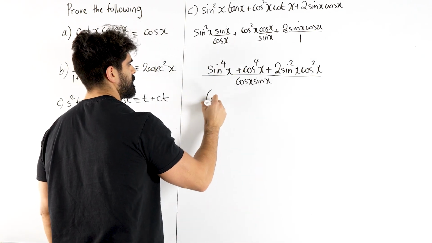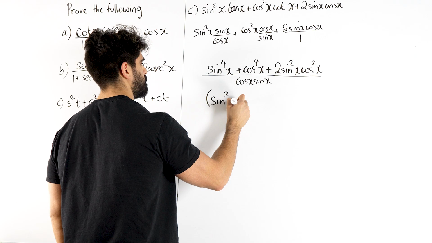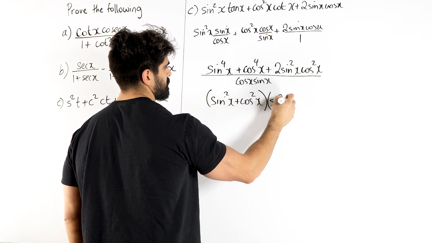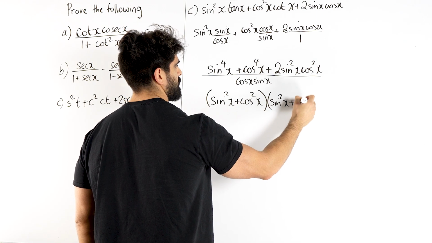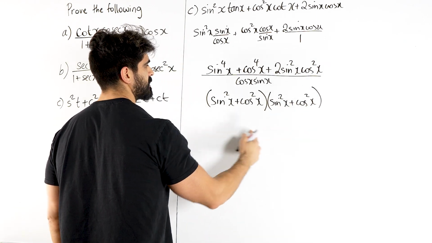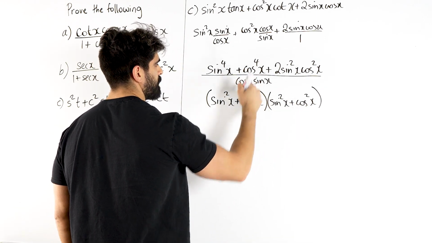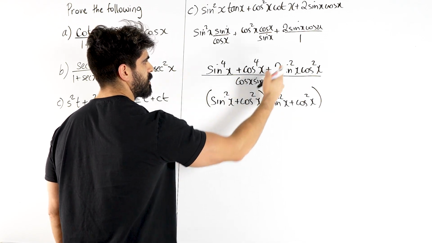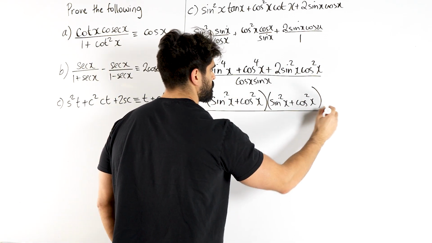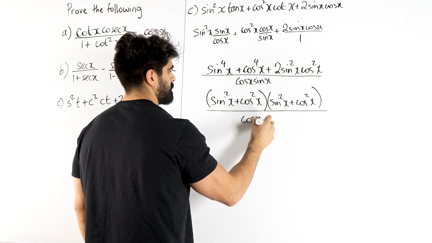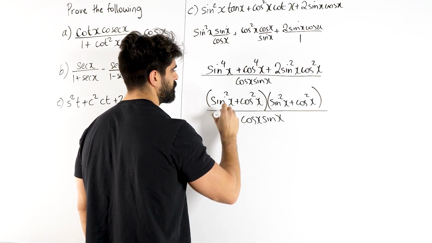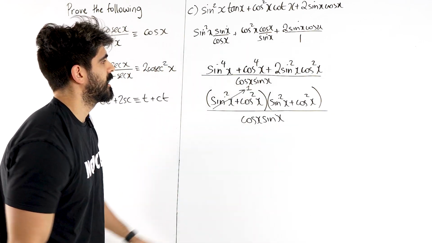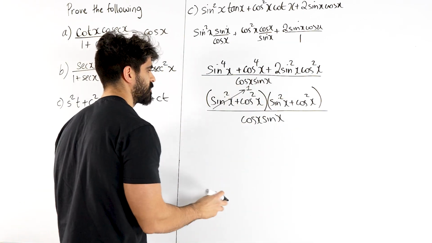So this becomes sine squared x plus cos squared x, and then another sine squared x plus cos squared x. And if we expand that, sine to the power 4, cos to the power 4, then sine squared times cos squared gives me the 2. And this question here, you could argue is, well, now it's like year 12, isn't it? Because that gives us 1. And then we're left with sine squared plus cos squared over cos x sine x.